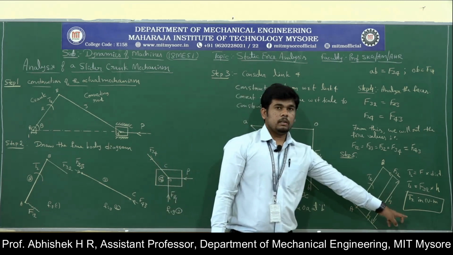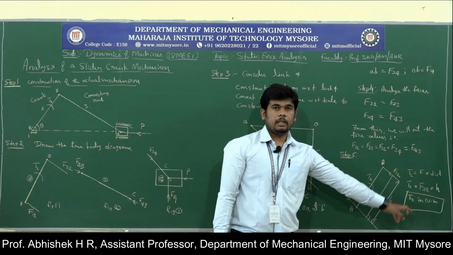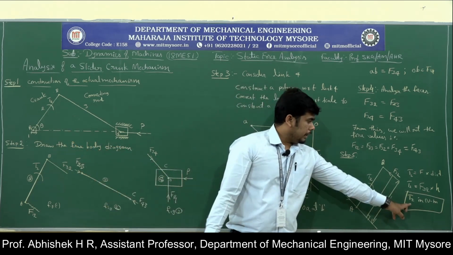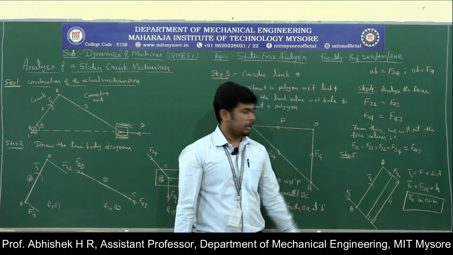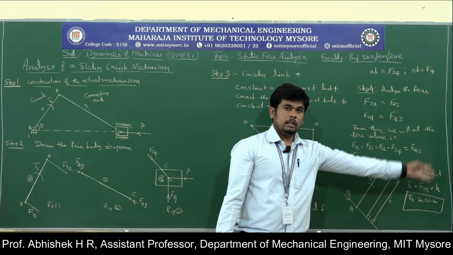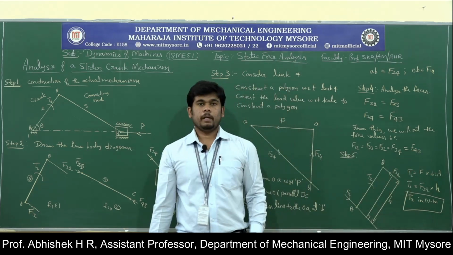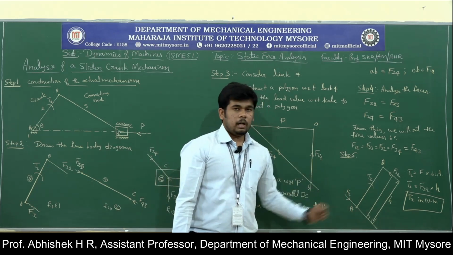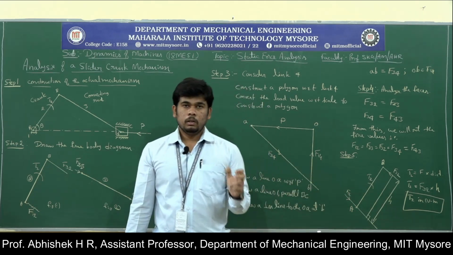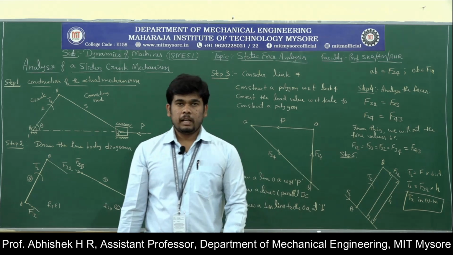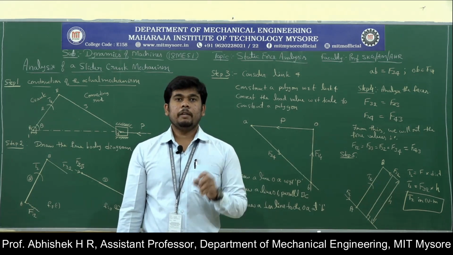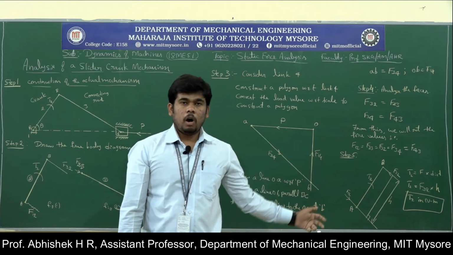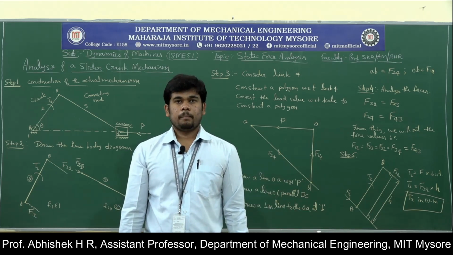So this is the final required value, that is the torque applied on the link 2, and it will be in Newton meter. Why? Because force is in Newton and distance is in meter, so it will become Newton meter. So this is how we carry out the steps to analyze the different forces on the link as well as the torque applied on the link.